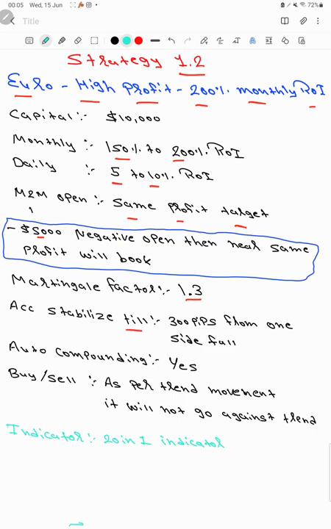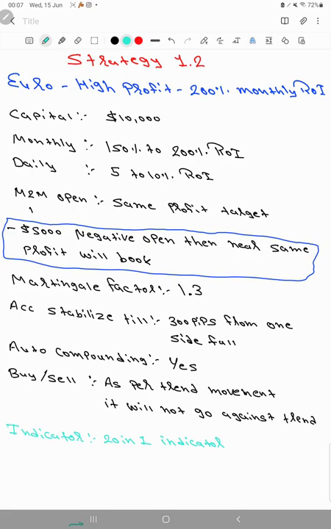The auto compounding option we have kept there, so yes, it is available. Auto compounding also will be applied. The buy and sell for the Euro trades will be based completely on the trend movement, and it will never go against the trend. And the indicator, again, it's very powerful, and we can say one of our most popular indicators, the 20-in-1 indicator, will be applied here. So these are the complete updates and the basic introduction for the strategy number 1.2.